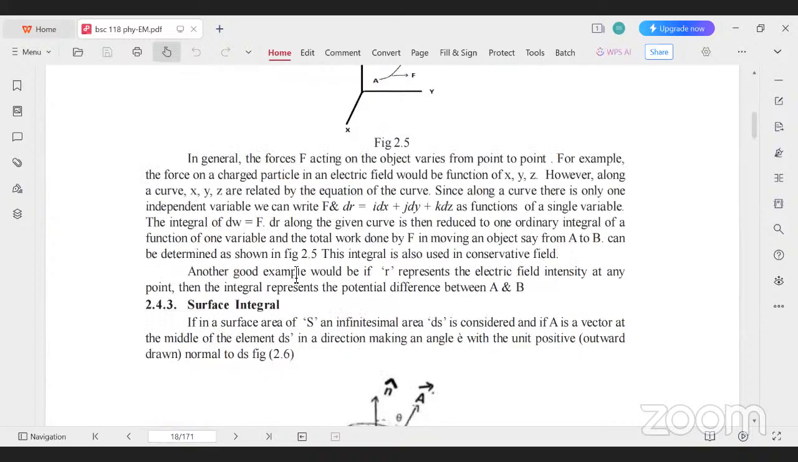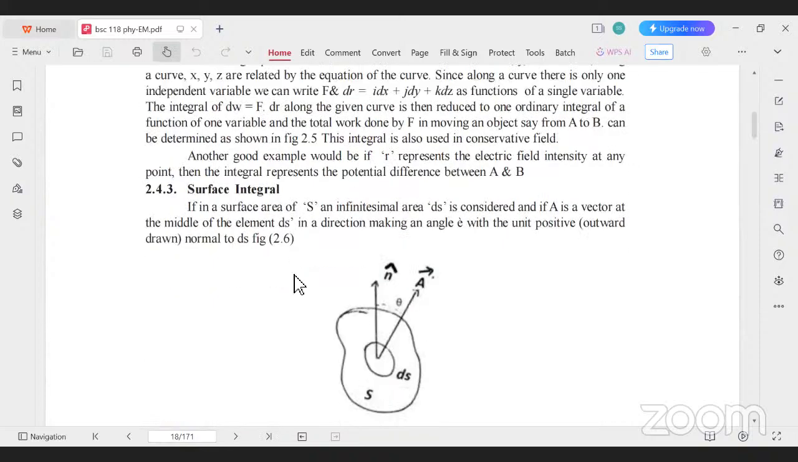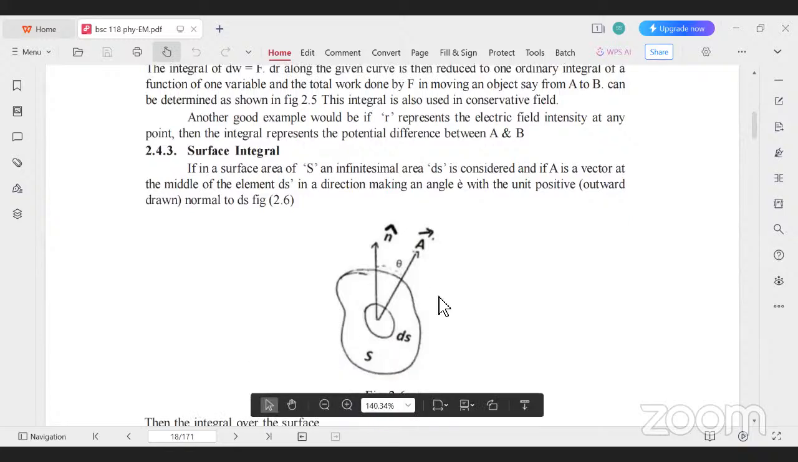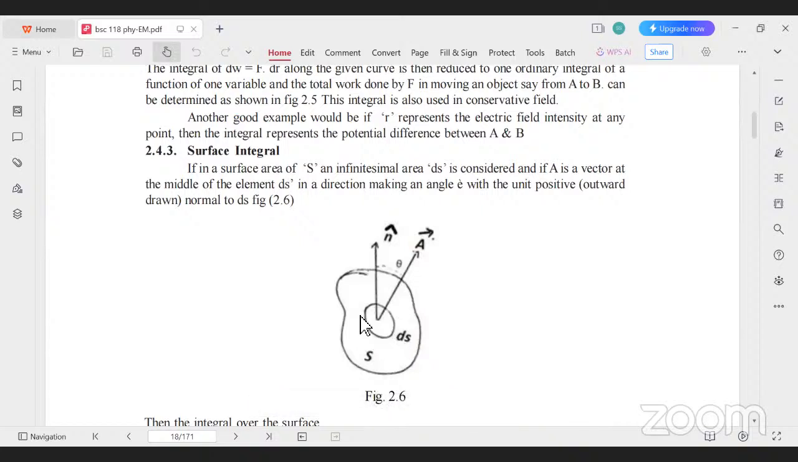So now next comes the surface integral. Now take a surface. In that surface, I just want to find the angle over here.